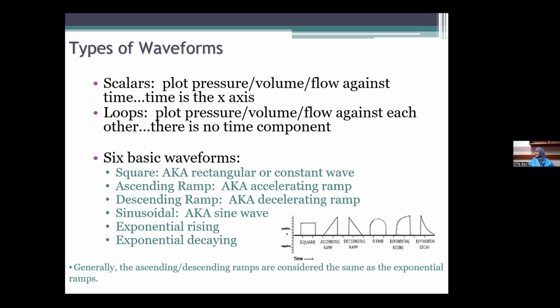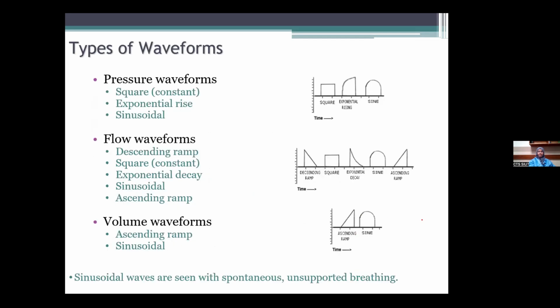Basically, six waveforms are seen on the ventilator screens, and they can be the square waveform, the ascending ramps, the descending ramps, the sinusoidal waves, the exponential rises, and the exponential decays. For all intents and purposes, if you learn this, it is going to help you a whole lot.